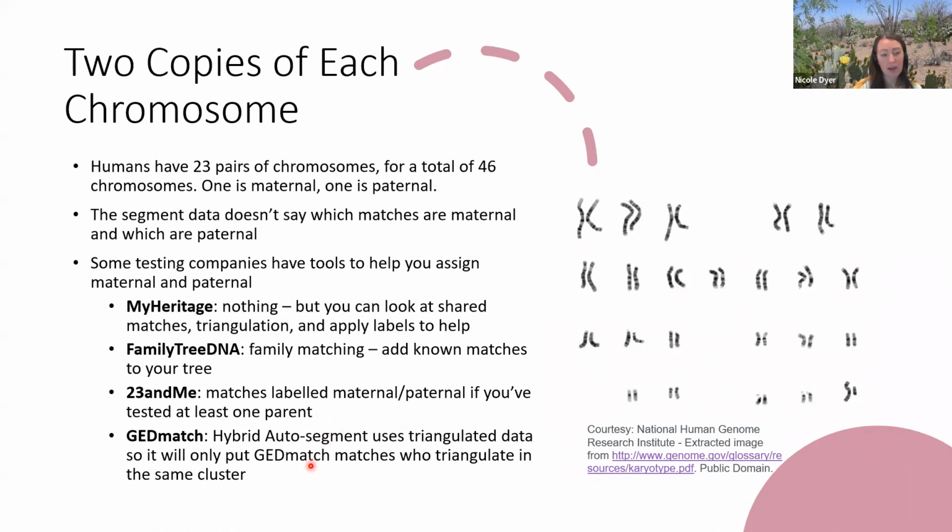And then at GEDmatch, when you submit files from GEDmatch to the Hybrid AutoSegment report at Genetic Affairs, it asks you to submit the segment data and the triangulated data so that it will only put GEDmatch matches who triangulate in the same cluster. So it really helps you figure out where people belong as far as which cluster they should go into.